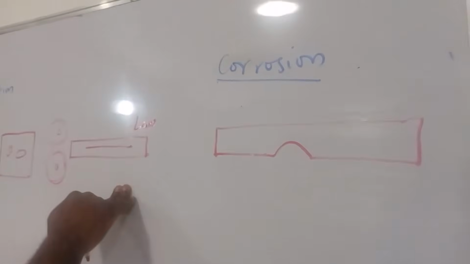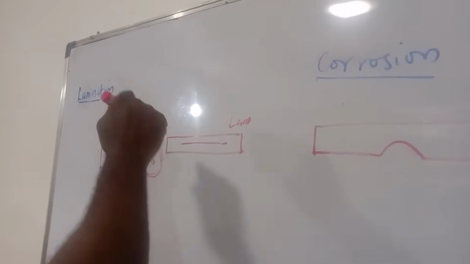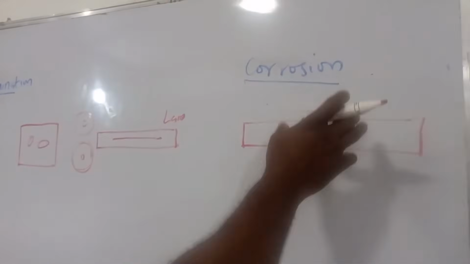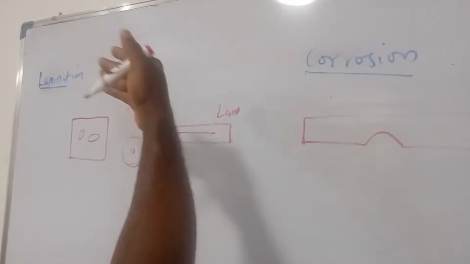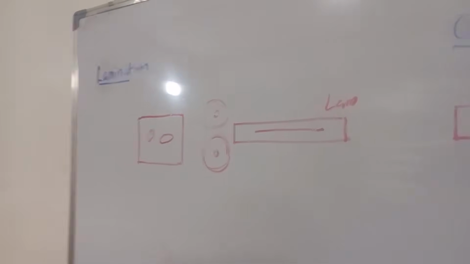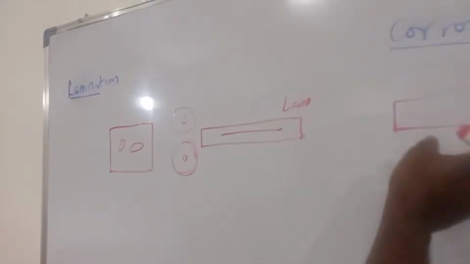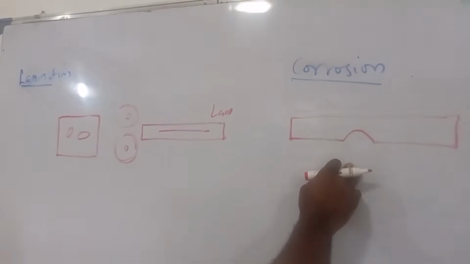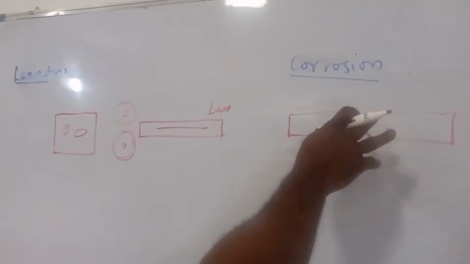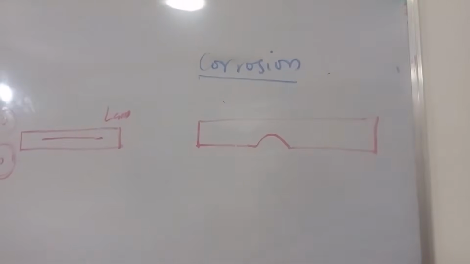So as a UT inspector, the idea is for you to be able to differentiate lamination as compared to corrosion, because corrosion will be causing a significant issue with whatever application you are putting these plates to.